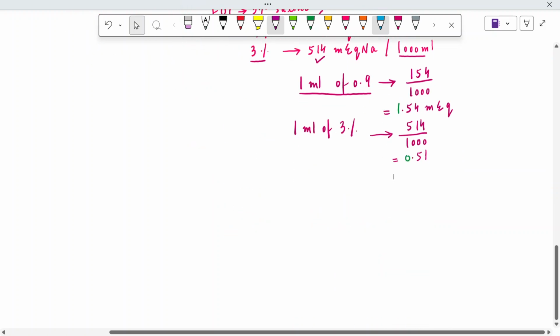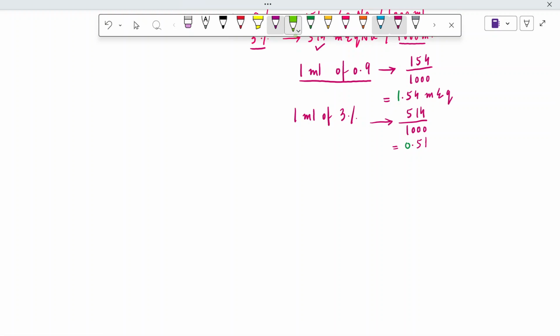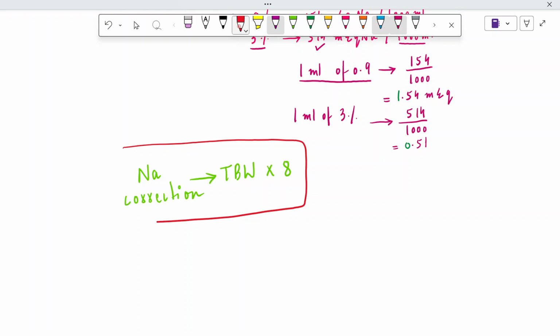And last but not least, what is the final formula? It's the total body water multiplied by 8. It's the formula for the sodium correction. Why am I saying 8? Because the desired value is always 8 more than the actual value. I repeat my statement, the desired value is always 8 points more than the actual value. So it's the mathematical formula in the end of the day.